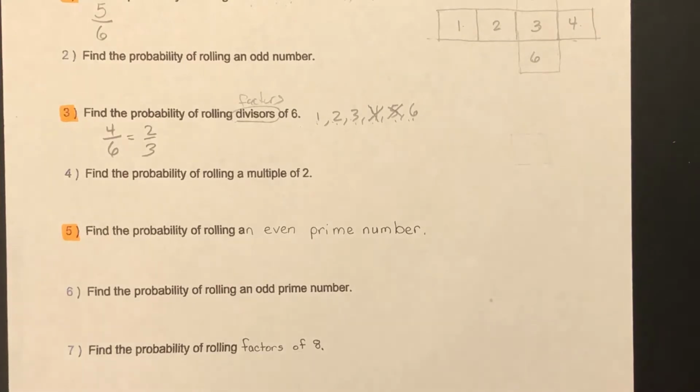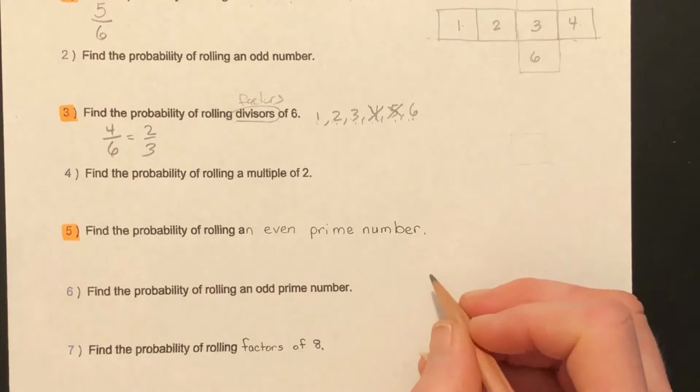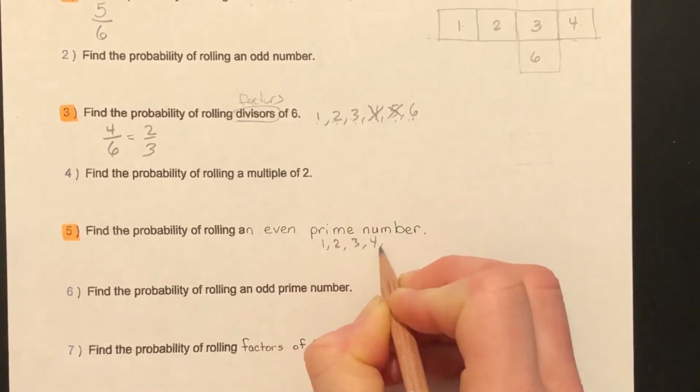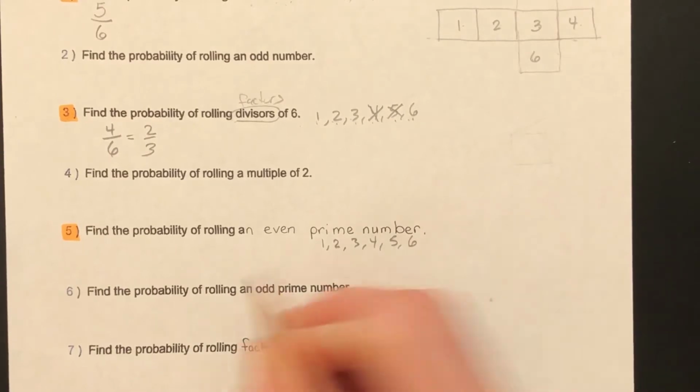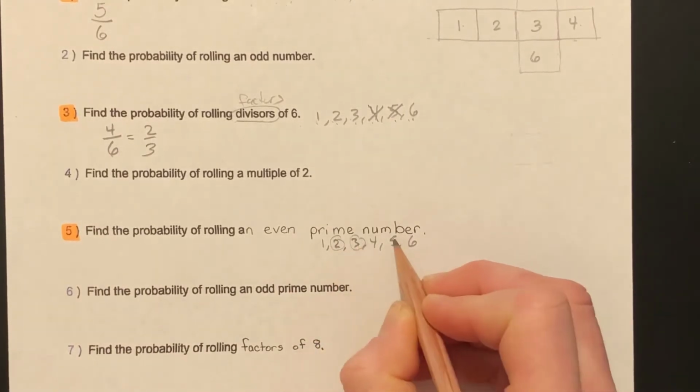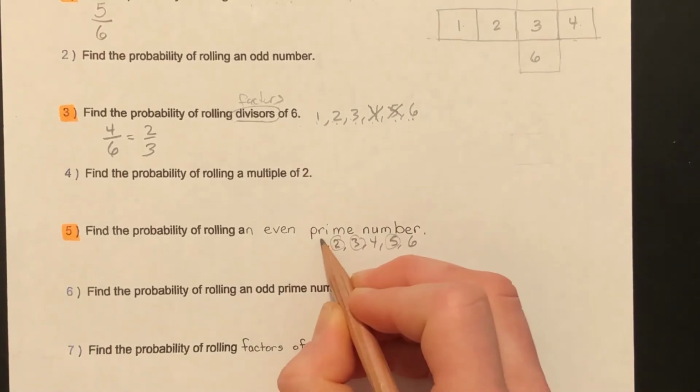And finally, number 5, we'll do number 5 together. Find the probability of rolling an even prime number. Okay, so let's write out our numbers. 1, 2, 3, 4, 5, 6. Which ones are prime? 2, 3, 5. Those are prime.